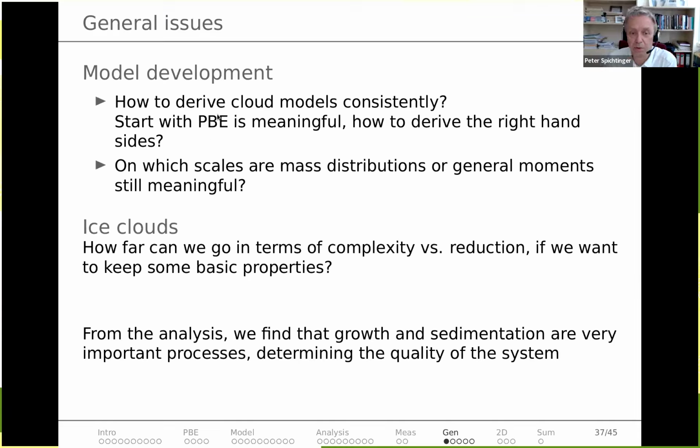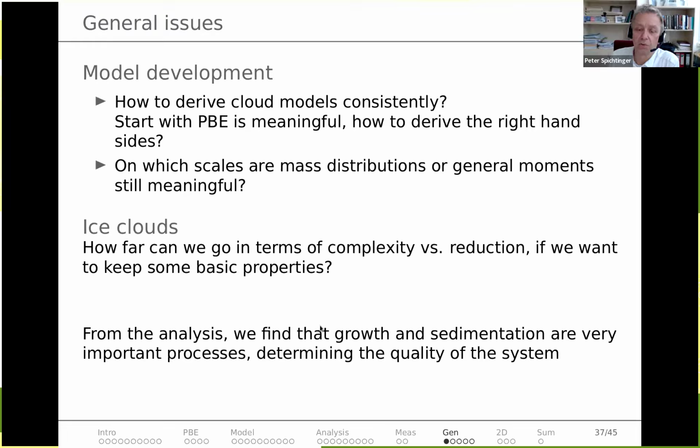So starting with the population balance equation is probably meaningful, but how to derive the right-hand sides in a correct and consistent way. And maybe something else which is not touched here in this talk, but is worth thinking about: on which scales are these mass distributions or general moments really meaningful? So is it really meaningful on, let's say, a meter scale, a 100-meter scale, a kilometer scale? Where is it meaningful? It's not really clear. Okay, so coming back to this in terms of complexity and reduction.